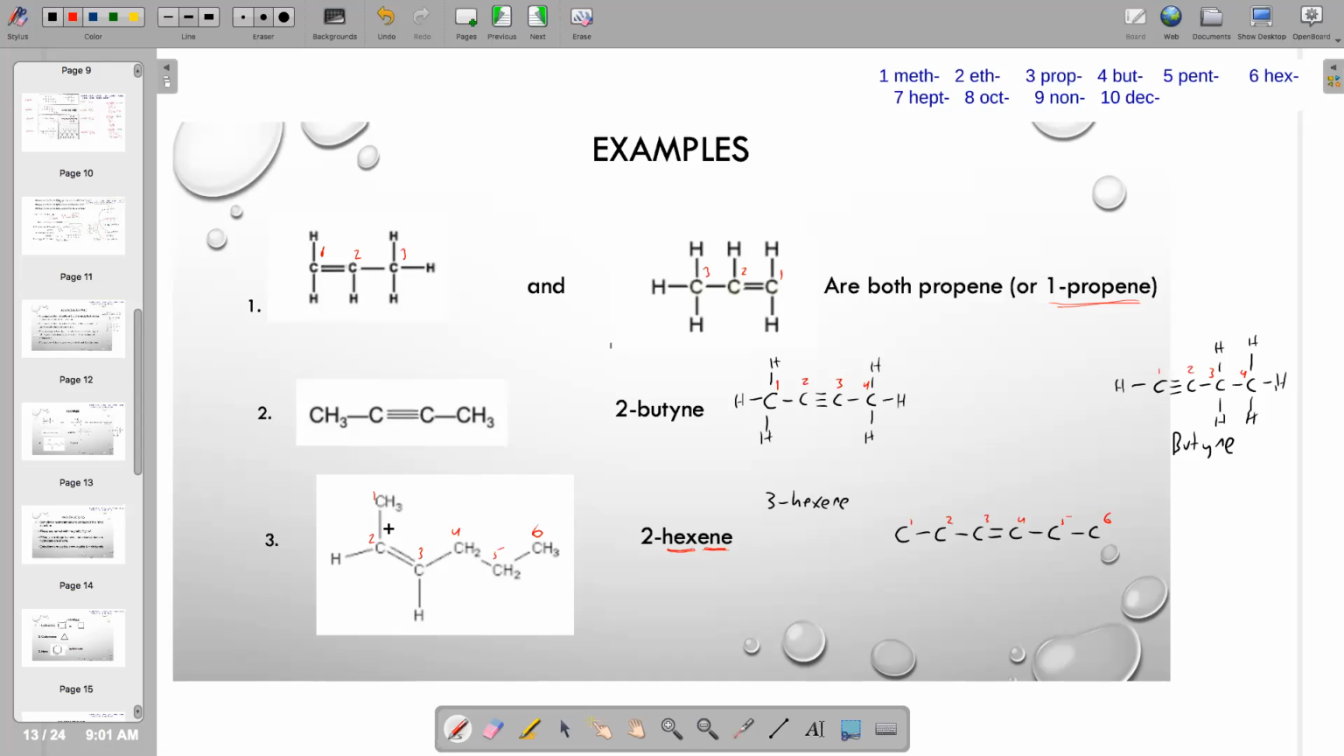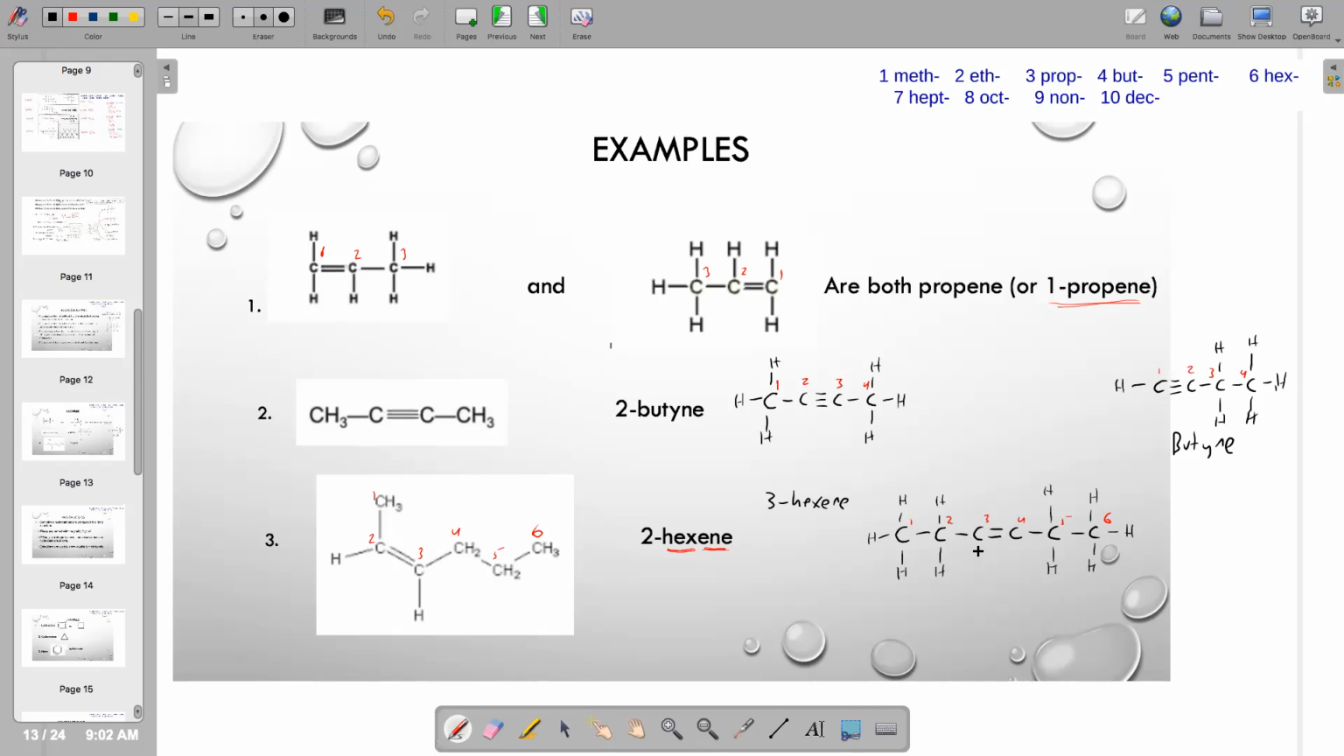So regular hexene has the double bond on the end. 2-hexene, it's coming off of carbon 2 going to carbon 3. 3-hexene, it's coming off of carbon 3 and going on to carbon 4. And there's still the same number of hydrogens no matter what. Whether it's hexene, 2-hexene, or 3-hexene, it's got exactly the same number of hydrogens. Just the positions of the hydrogens are going to be in slightly different places.